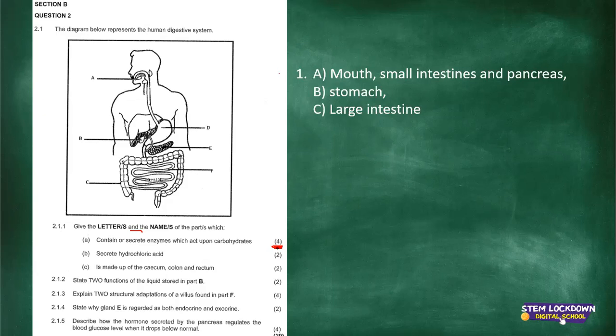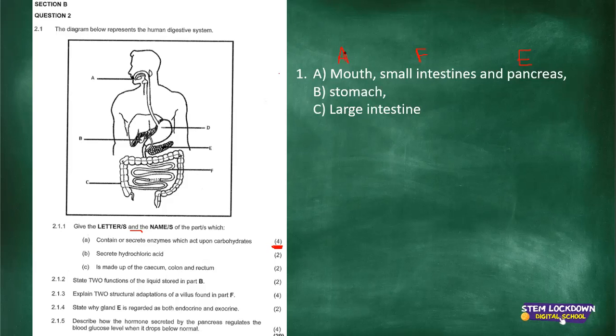Small intestines as well, right? Small intestines are F over there. So A is the mouth, F is the small intestine. And then the pancreas. Who can show me the pancreas? What letter is the pancreas over there? It also secretes enzymes, which will act upon the carbohydrates. Pancreas is E over there, just below the stomach. That is your pancreas. It also secretes some enzymatic juices for the chemical digestion. Yeah? And it's also involved in homeostatic control, whereby it regulates the sugar levels in the body.